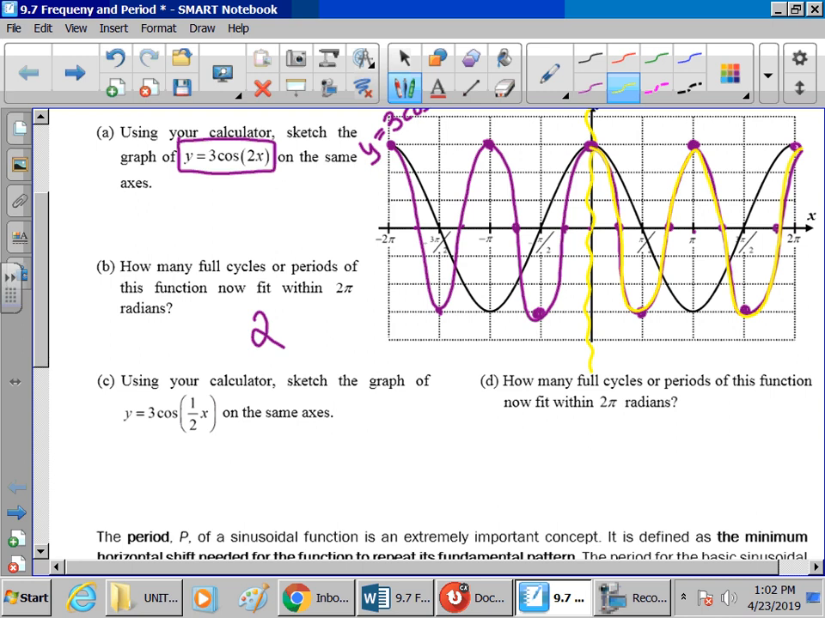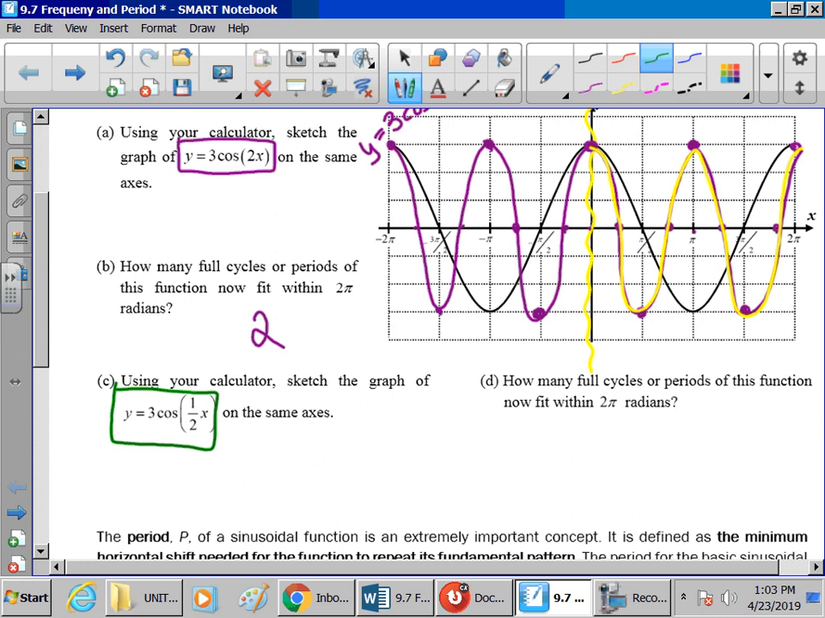Now it wants us to sketch a new function. It wants us to sketch 3 cosine 1/2 of x. So when we take a look at this one, let's change our color again. How about we use green, and we'll do this one in green. And what this is saying is between 0 and 2 pi, we're going to have a half of a cycle.